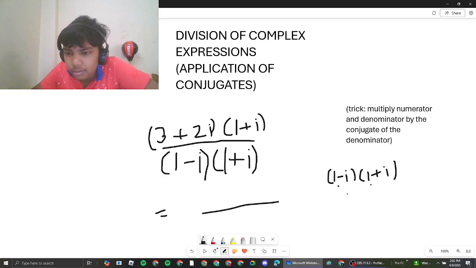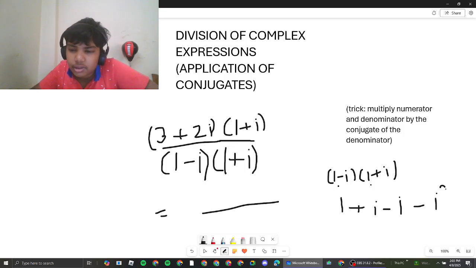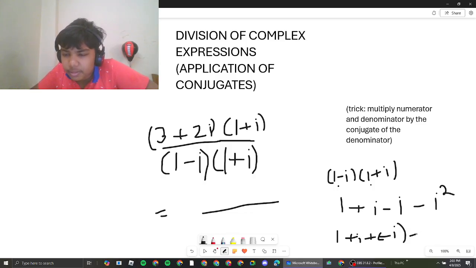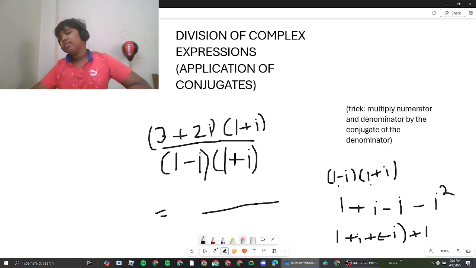1 into 1, 1 squared, which is just 1, plus 1 into i, which is i, minus i into 1, which is i, and then minus i into plus i, which is i squared. And now let's simplify this. We get 1 plus i plus minus i plus, look, i squared is negative 1 and minus 1 is plus 1, right?